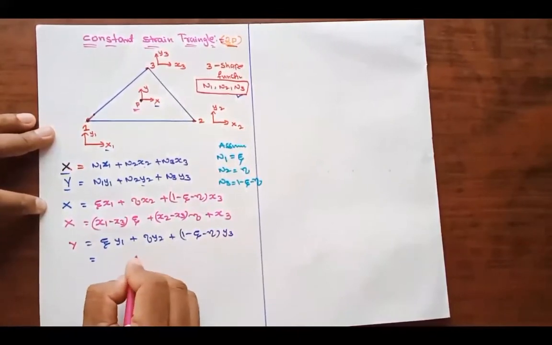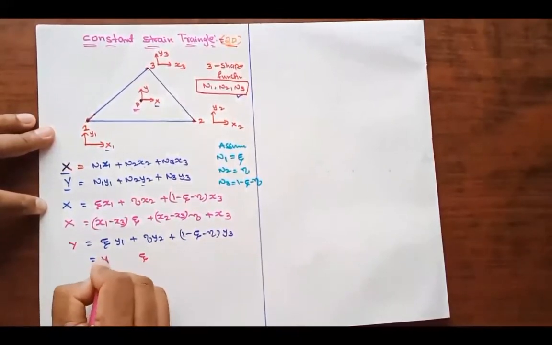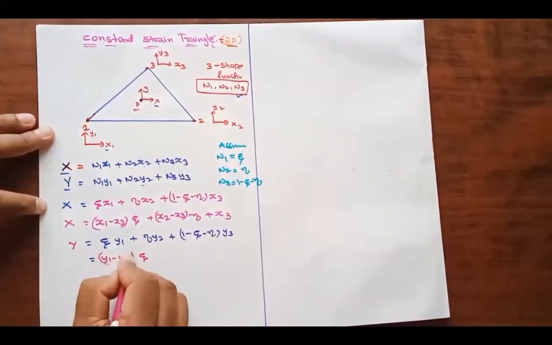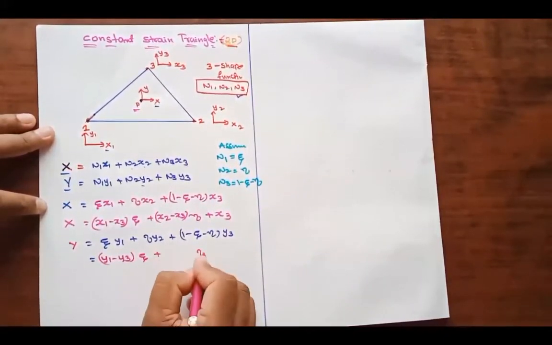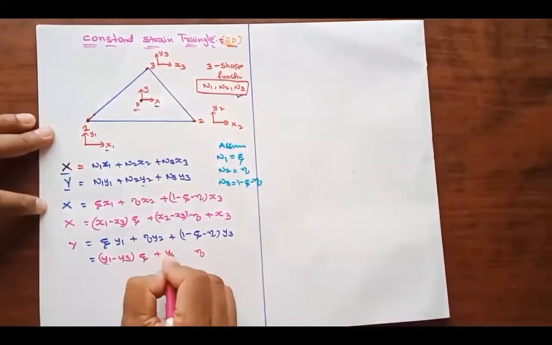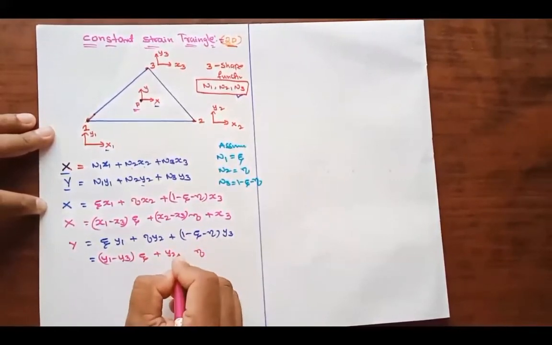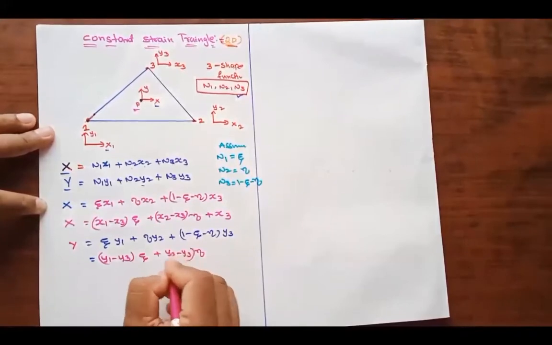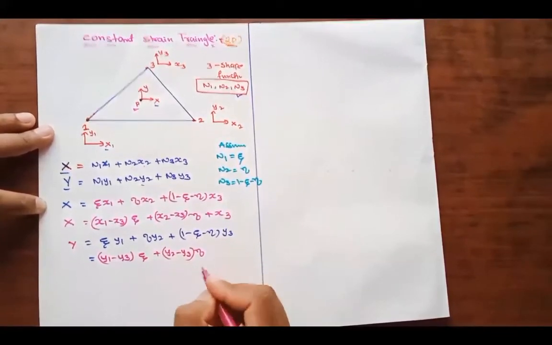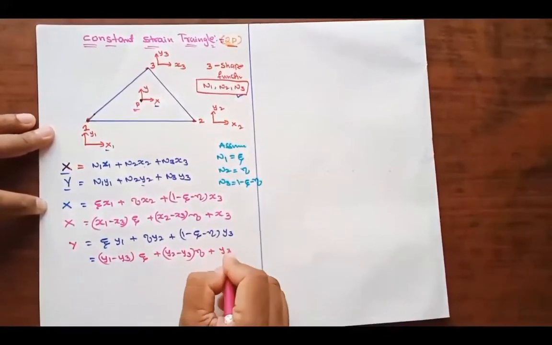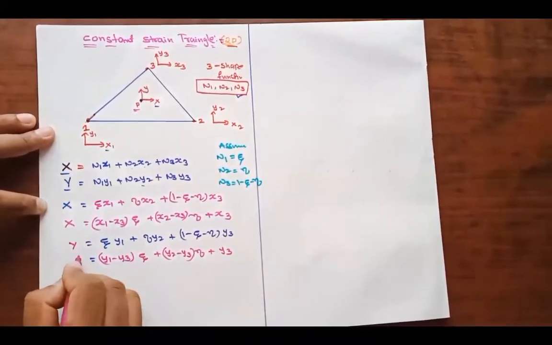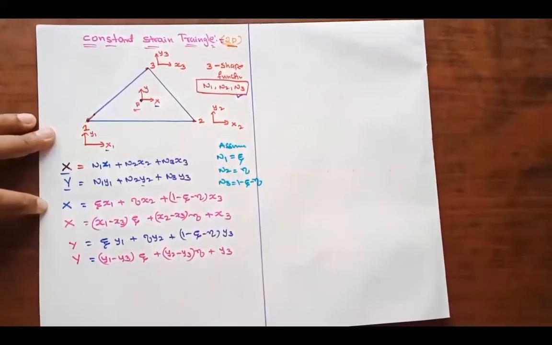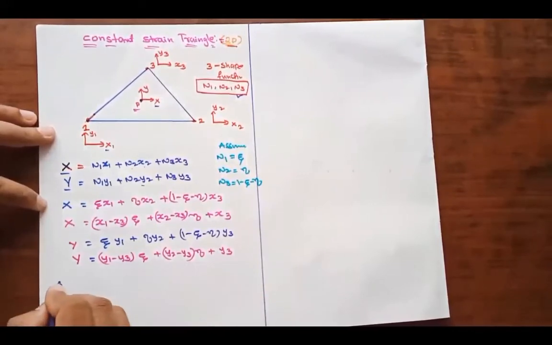The zeta term can be written as (y1 minus y3) times zeta, plus the eta terms, where y2 is present here, so you get (y2 minus y3) times eta, plus y3. And this is the capital Y. So here I have separated the zeta and eta terms in the x equation and the y equation. Now let us rewrite the x equation here.